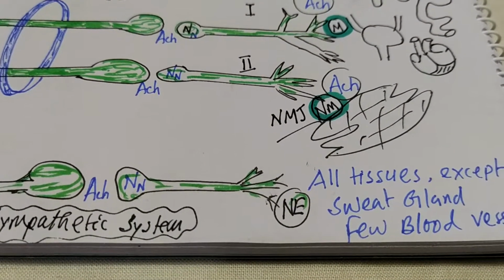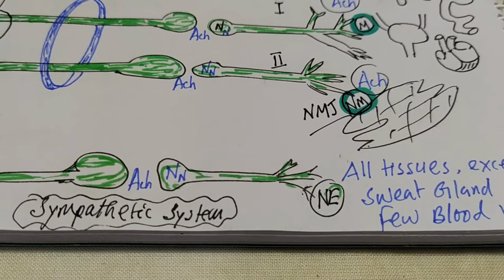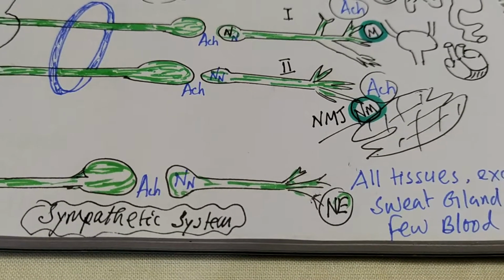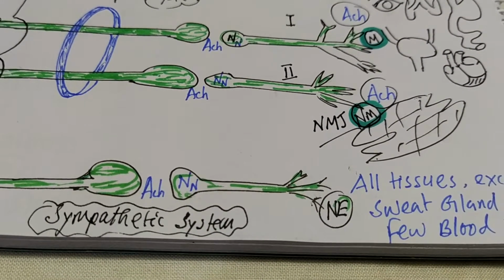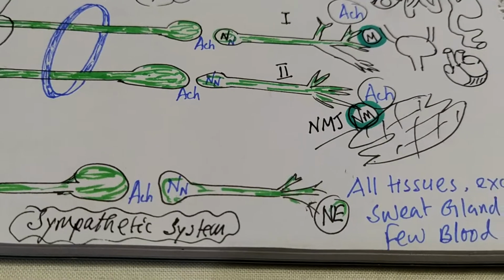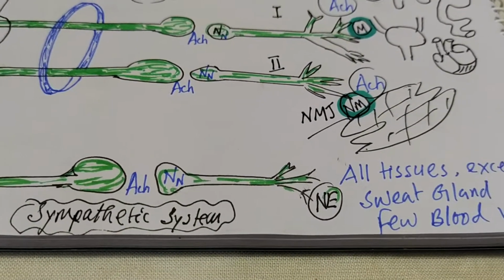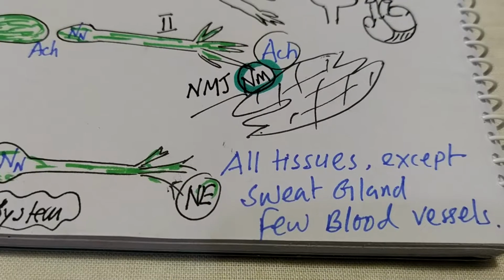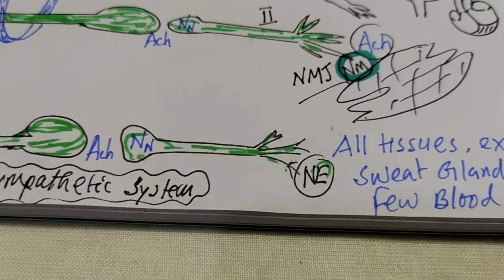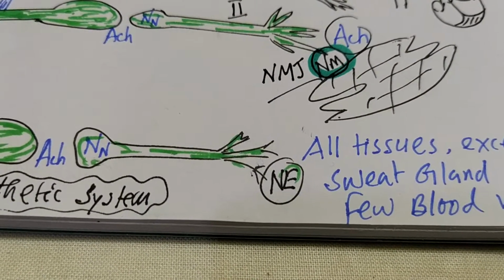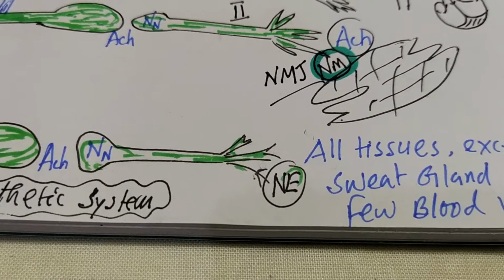I repeat again. In the sympathetic system, the postganglionic fiber usually releases the neurotransmitter norepinephrine, but there are some exceptions where, instead of norepinephrine, the postganglionic sympathetic fiber releases acetylcholine, such as in sweat gland, few cutaneous blood vessels, and erector pili muscle. And in these tissues where acetylcholine is released in the sympathetic system, the receptor is M type, not N type.